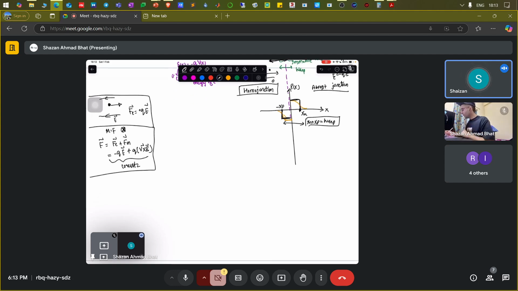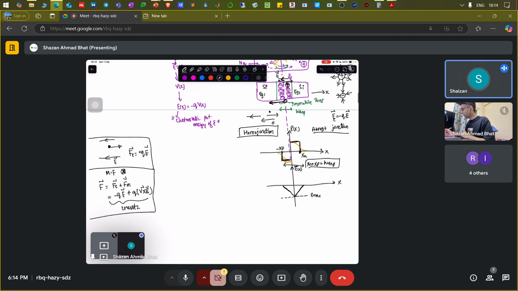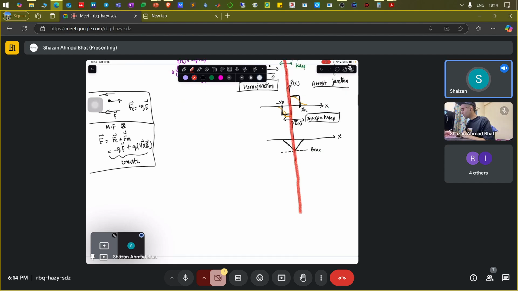Okay, then I told you that if you know about the potential profile, you can actually integrate it in order to obtain the electric field, and the electric field will look like this ramp function, which is the linearly varying function, and this is the maximum electric field, which will be exactly in the middle of this region. So at the middle, the electric field is going to be maximum.